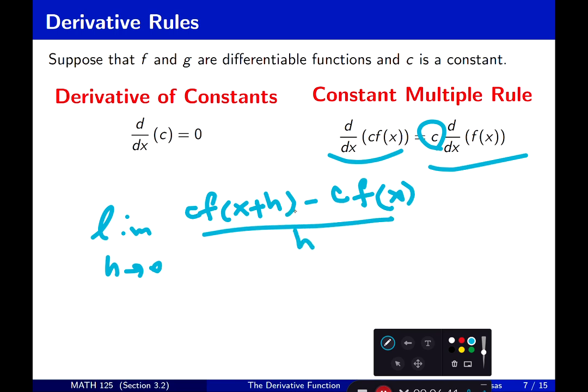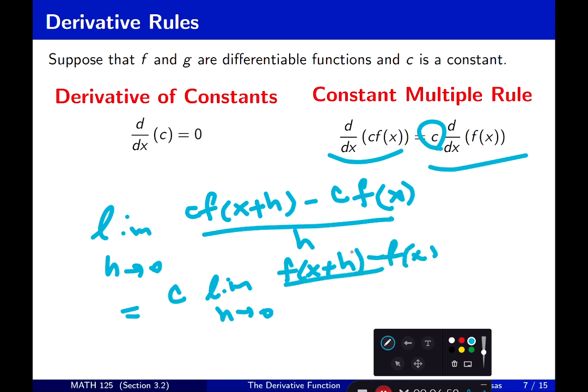over h as h goes to 0, and in here I can factor out a c, and it comes out of the limit. I end up with this. According to the limit law, I can do this, and then this is basically the derivative of f. So it's c times the derivative of f. And so this is the constant multiple rule.